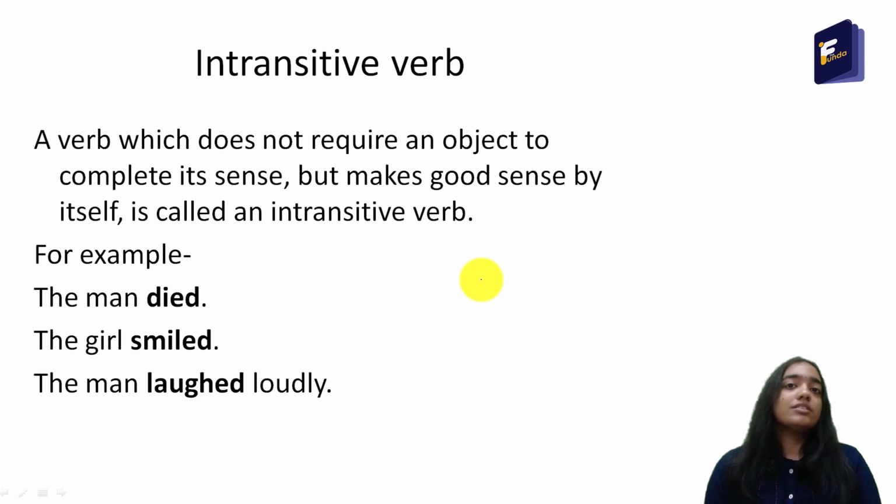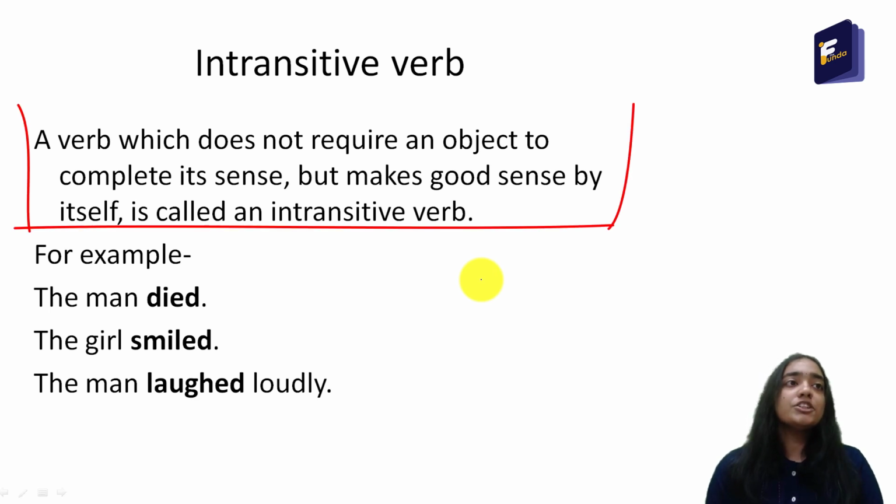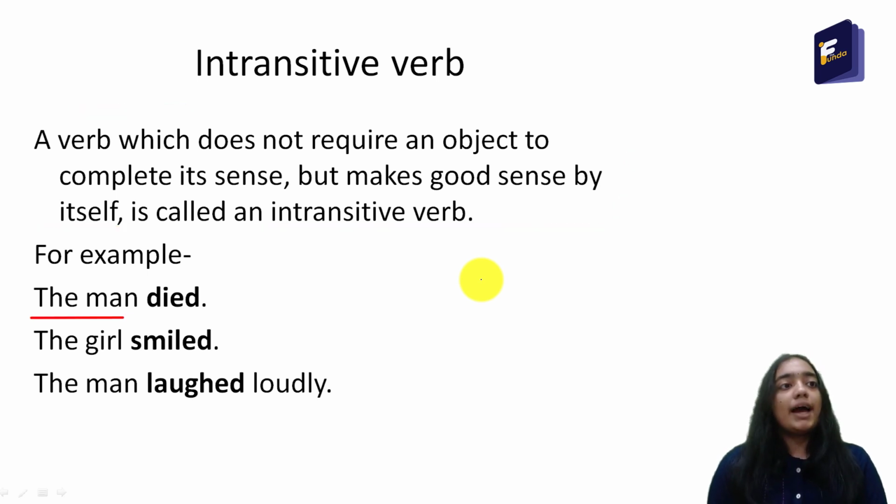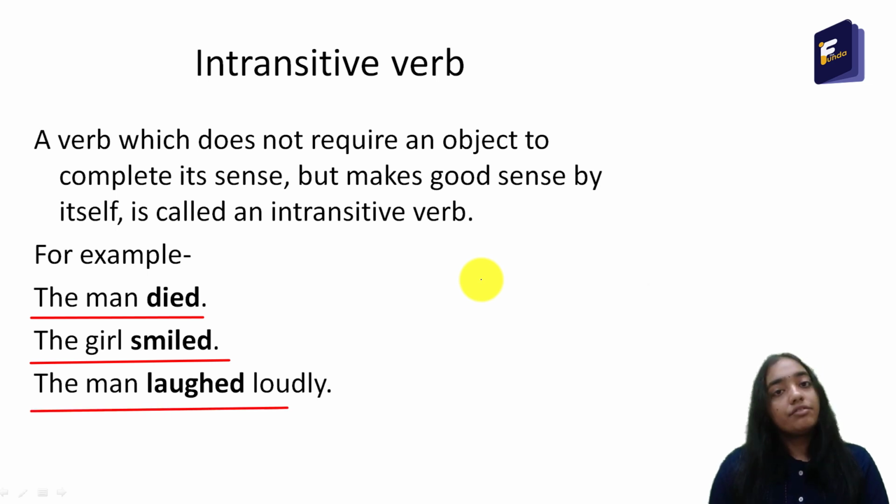So what is an intransitive verb? A verb which doesn't require an object to complete its sense but makes good sense by itself is called an intransitive verb. For example, the man died. I don't need anything else to write after it to make sense, like the man died or the girl smiled. Similarly, the man laughed loudly.